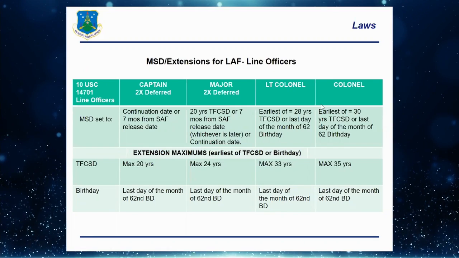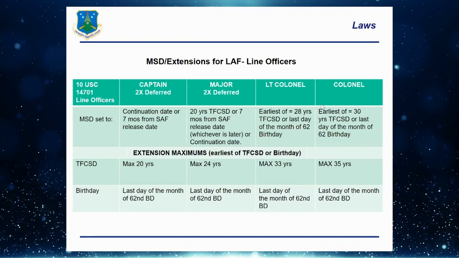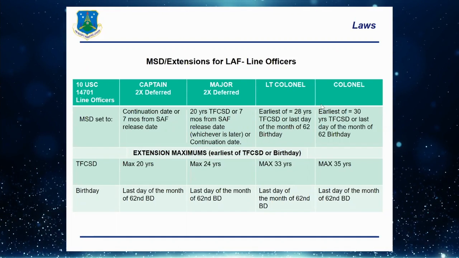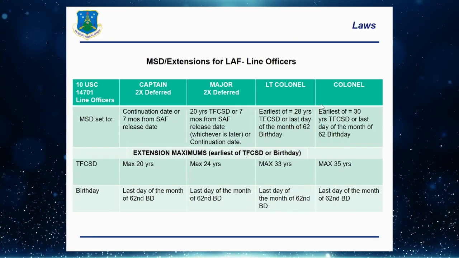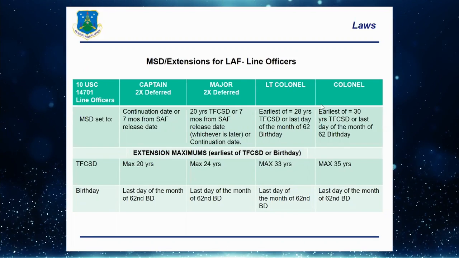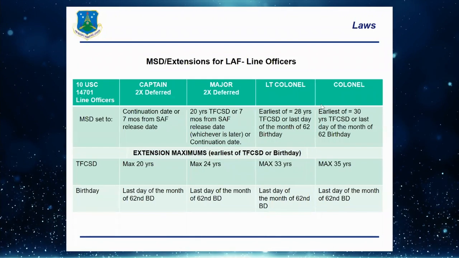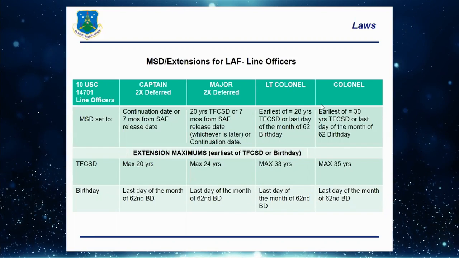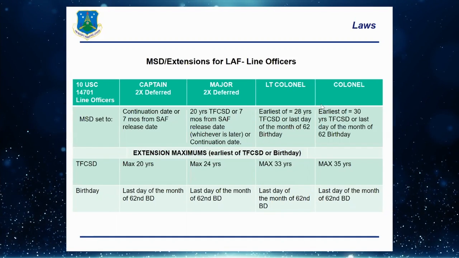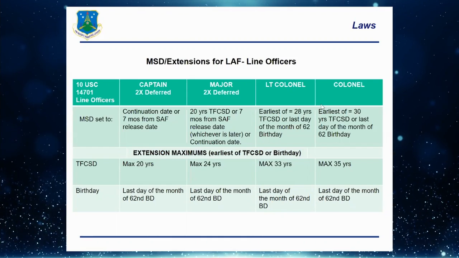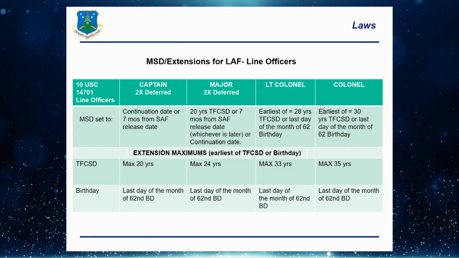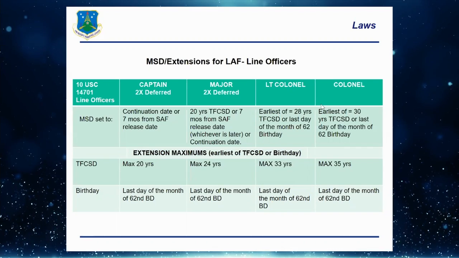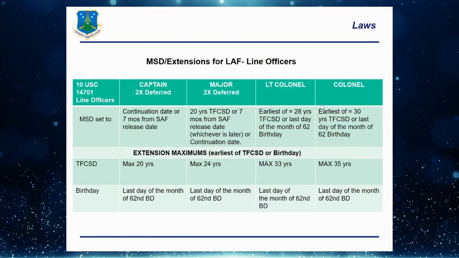Okay, the top portion, this is where the MSD is set to. Captains and majors, as you can see, they don't get MSDs unless they're twice deferred. So their MSD, if they're twice deferred, is set to their continuation date for captains or 7 months from SAF release date. For majors, it's 20 years from their total federal commissioning service date, which is a tongue twister for me, so I'm just going to refer to this as commissioning service date, or 7 months from the SAF release date, whichever is later. Or if they're selected for continuation date, that's what it gets set to as well.